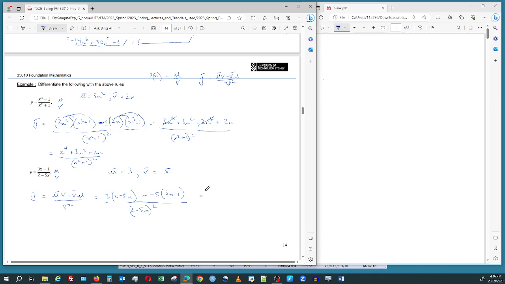So do your expansions. 3 2s are 6, minus 15x. Minus times a minus is a plus, so it's plus 15x. And a plus times a minus is minus 5. Divided by 2 minus 5x all squared. What have we got here? 6 minus 5 is 1. Minus 15x plus 15x cancel. So 1 over 2 minus 5x all squared. So there's lots of opportunity in Pearson to study those, practice them. They're a bit formulaic, so I don't want to overemphasize it. If I'm going to emphasize anything, I'm going to emphasize the next one.